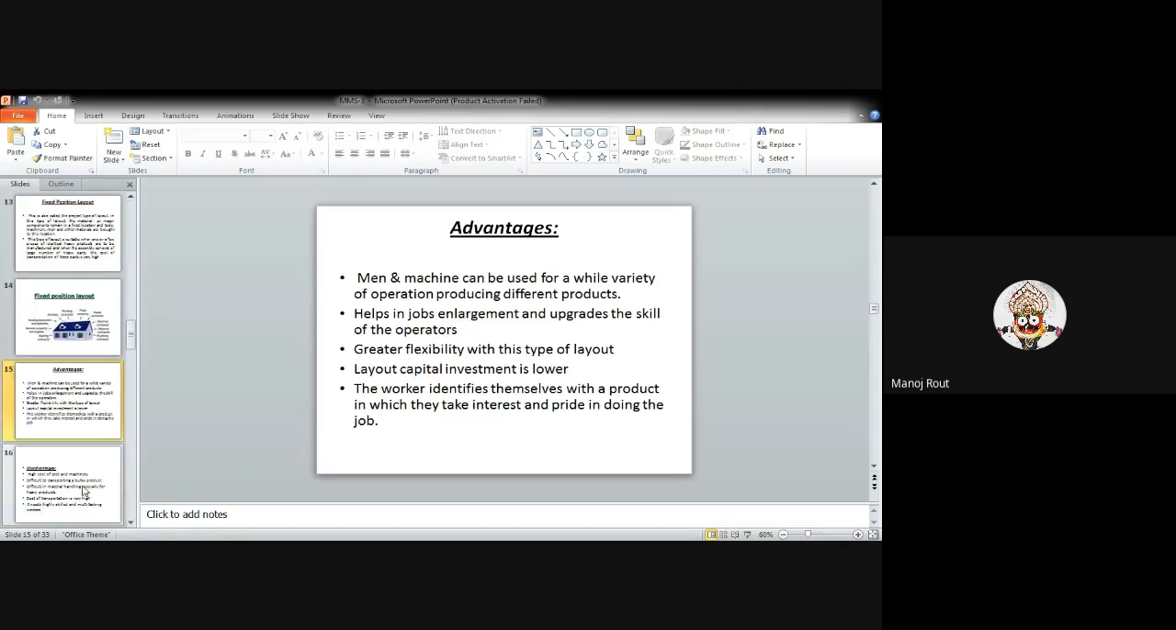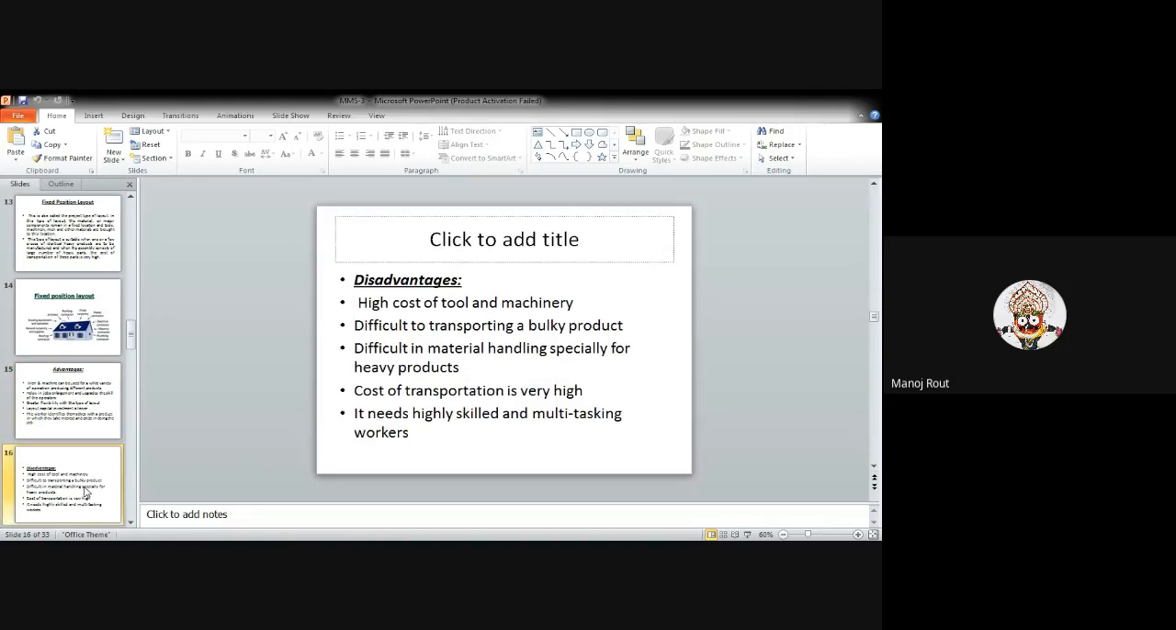The next one is disadvantages. The high cost of tools and machinery, difficulty in transporting a bulk product, and difficulty in material handling, especially for heavy products. The cost of transportation is very high, and it needs highly skilled and multitasking workers. So these are considered the most important disadvantages of fixed position layout.